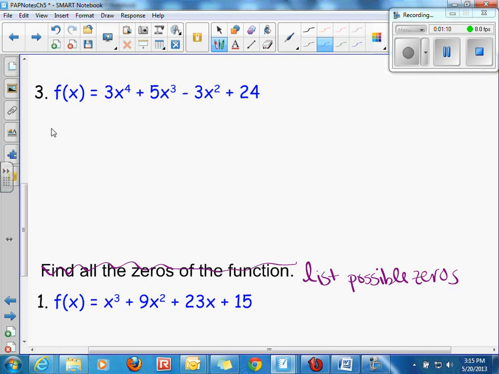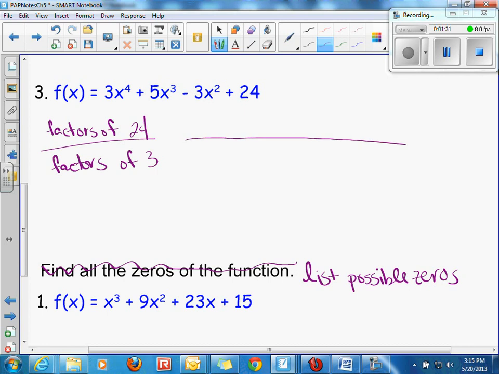So right here, set up. First thing is factors of the constant, which is 24, over the factors of the lead coefficient, which is 3. And set up a fraction here. So factors of 24, there's a lot of them. And you always want the positive and the negative factor because it could be a positive or a negative.